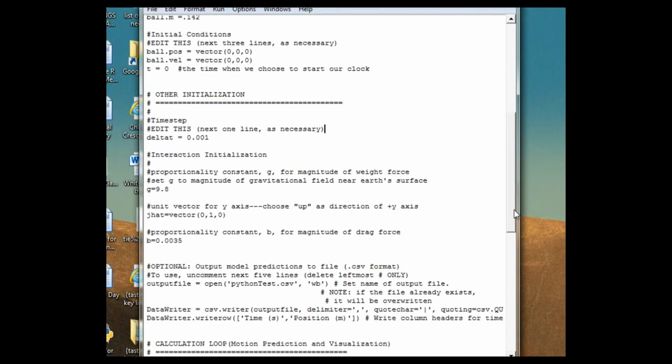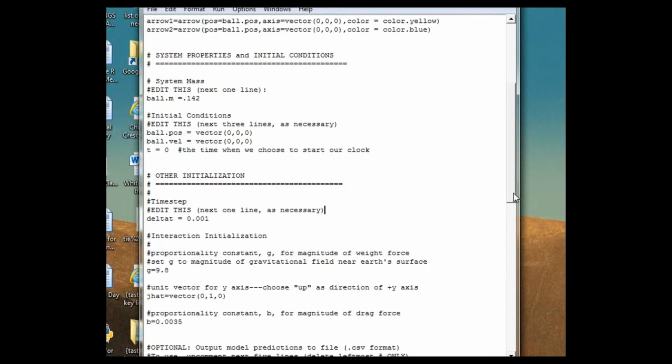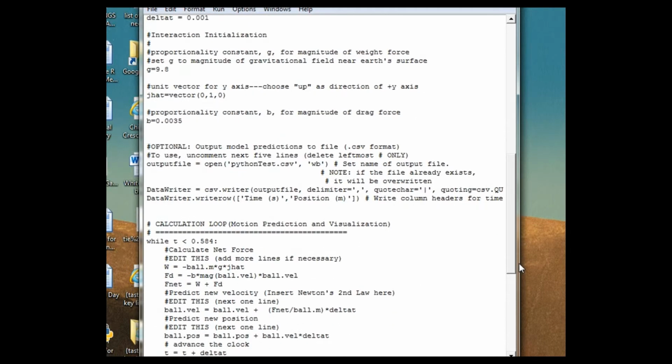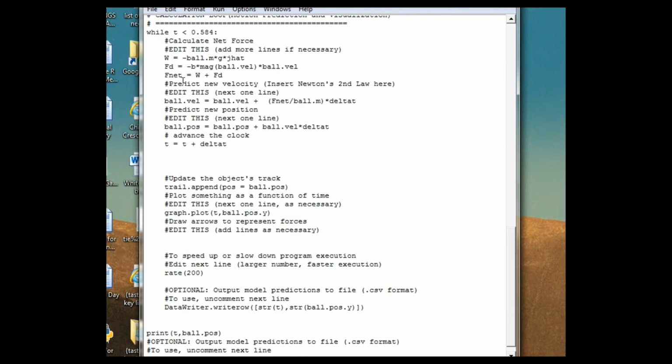So this is the gravity and drag VPython file. The initial conditions are all the same: mass, position, velocity, and time. The gravitic constant and j hat are the same. We found through trial and error that the b constant for the drag force is 0.0035, and while t is less than 0.584 seconds, the net force is equal to the weight vector plus the drag force vector, and the weight force is negative, the drag force is positive, and they will counteract each other to eventually form a 0 net force and a terminal velocity.